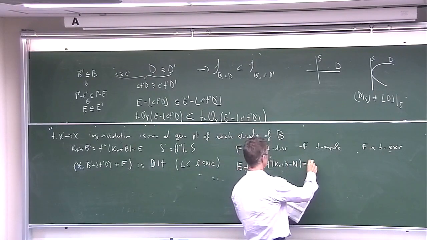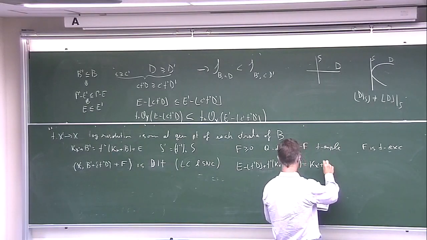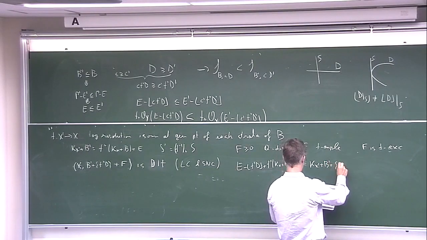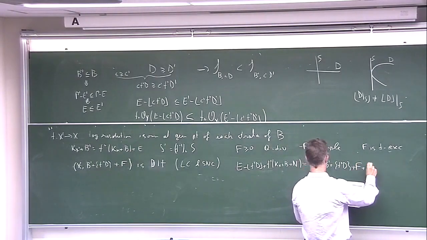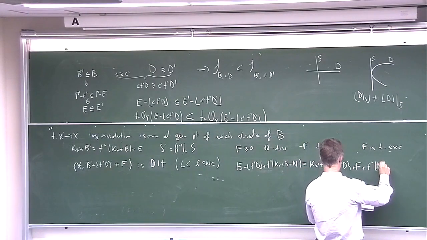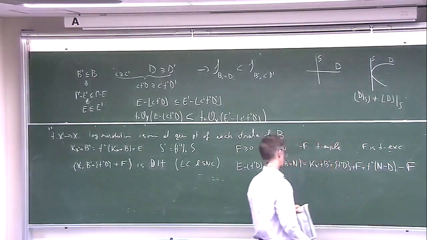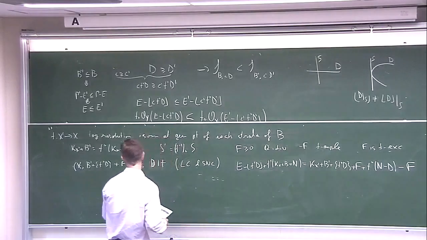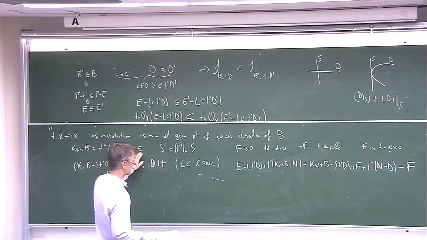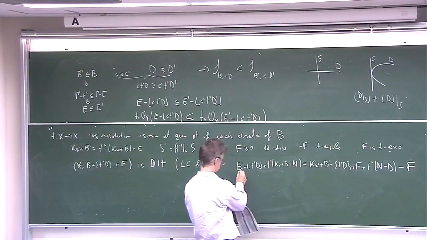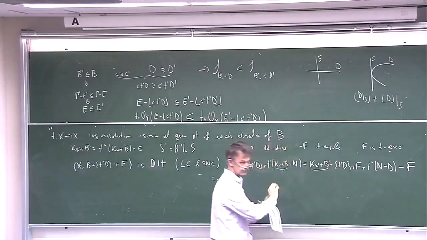It should be equal to Kx prime plus B prime plus the fractional part of the pullback of D plus F, plus the pullback of N minus D minus F. Okay, let's check this. It's a long equation, but it should be ridiculously simple. Kx prime plus B prime is a pullback of Kx plus B plus E. So E, pullback of Kx plus B, Kx prime plus B prime. Those match up.